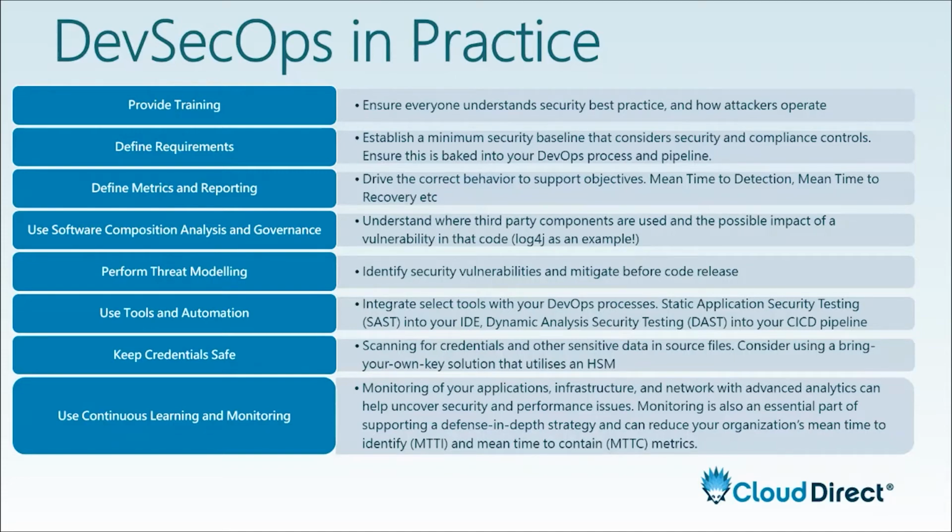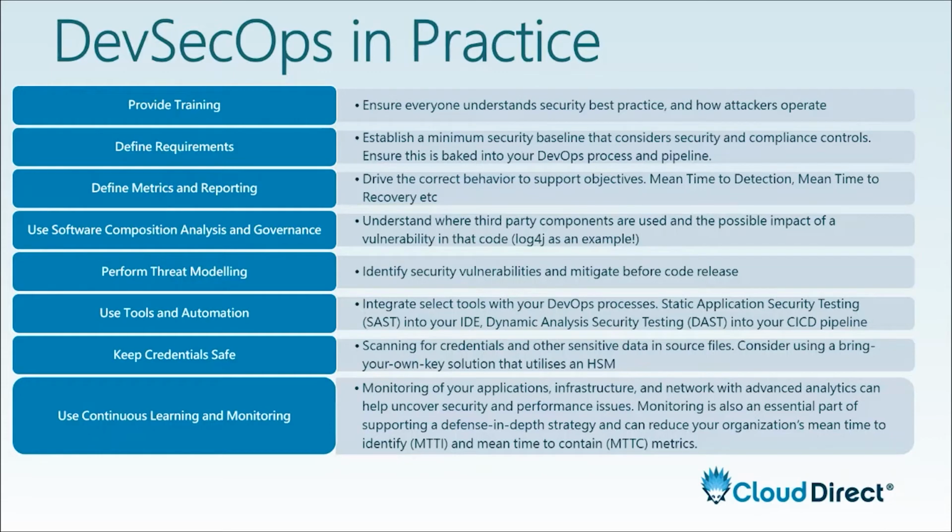Perform threat modeling. So, a slightly tricky one with a DevOps approach, because it could be seen to slow it down. But spinning up a threat modeling environment, looking at identifying security vulnerabilities and mitigating before code release is pretty key. And you can do it in a way that doesn't stop that DevOps cadence.